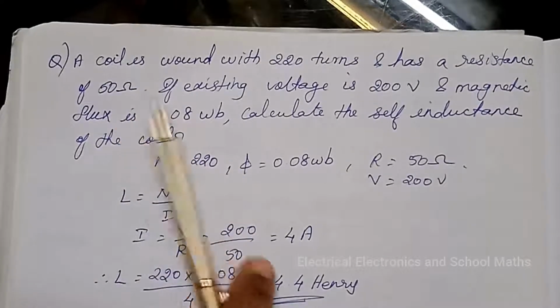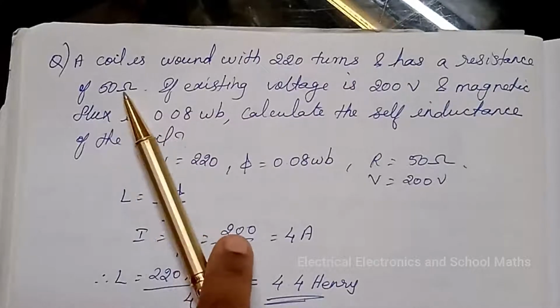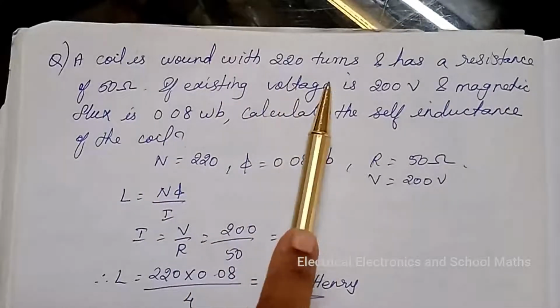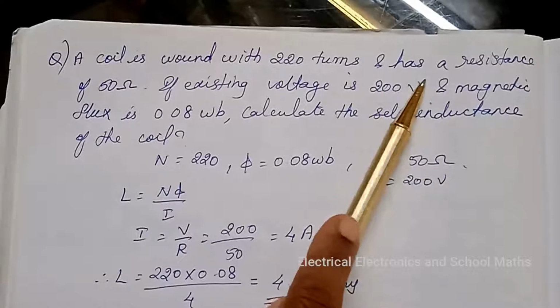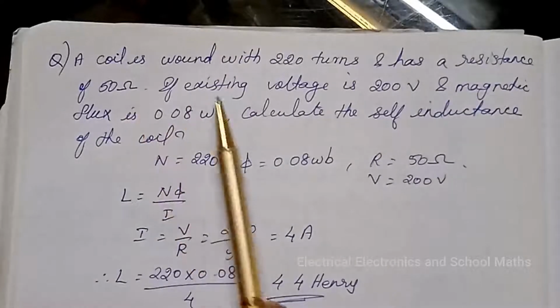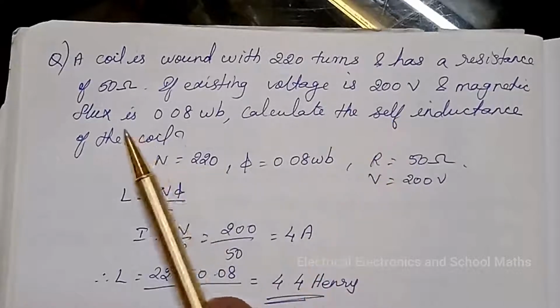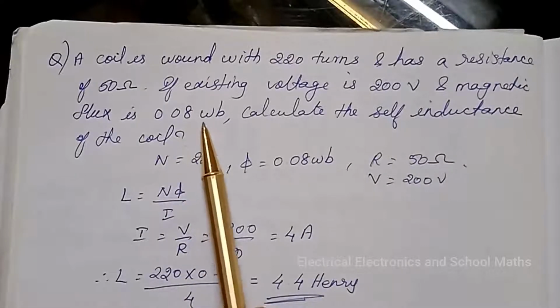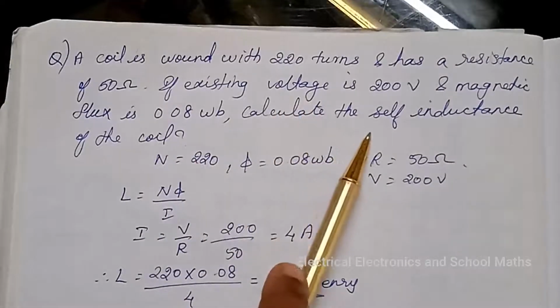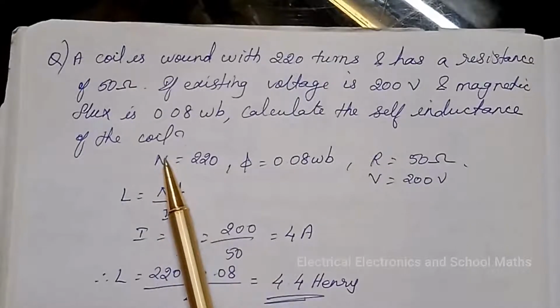Let us go through the first problem. A coil is wound with 220 turns and has a resistance of 50 ohm. If the existing voltage is 200 volt and the magnetic flux is 0.08 Weber, calculate the self-inductance of the coil.